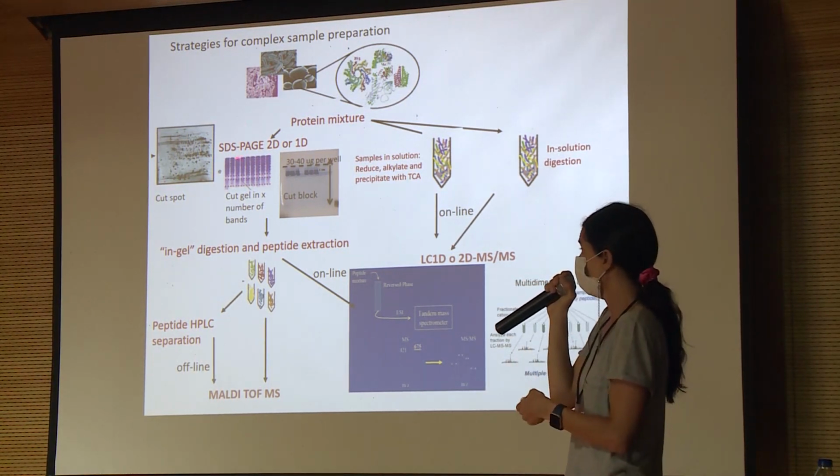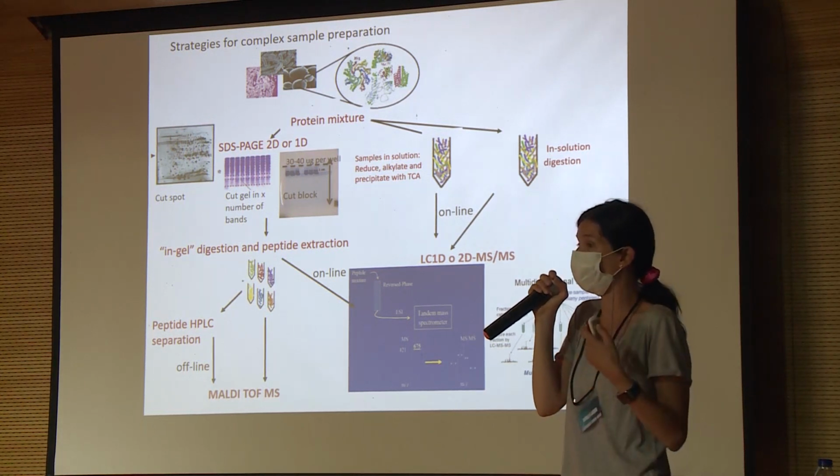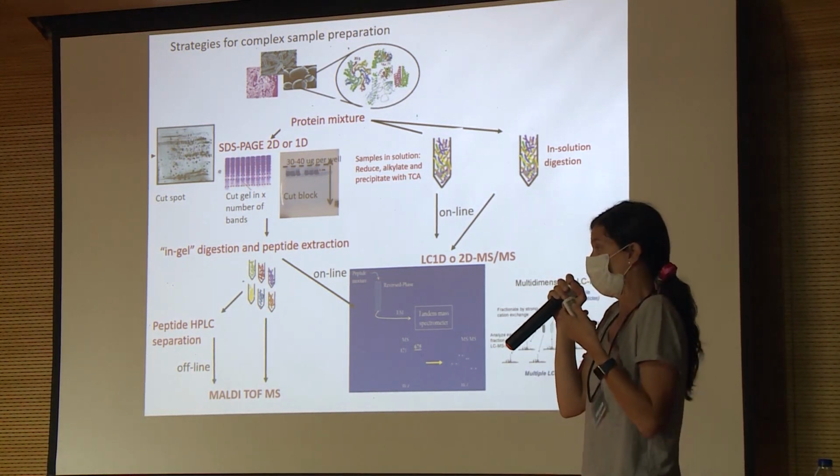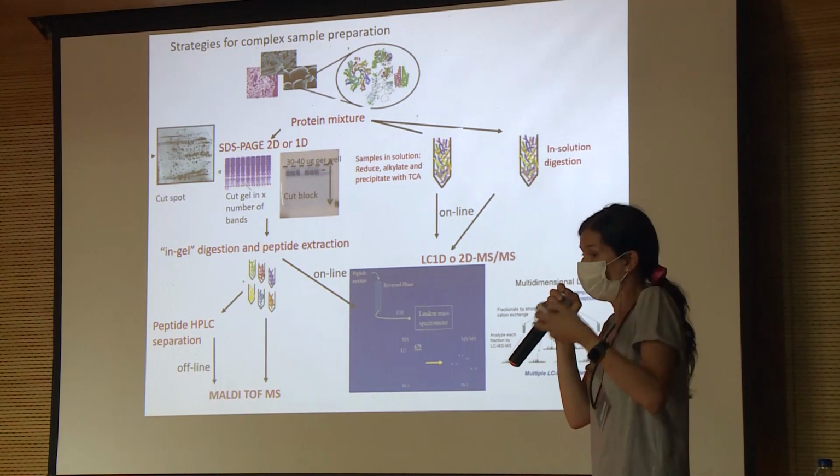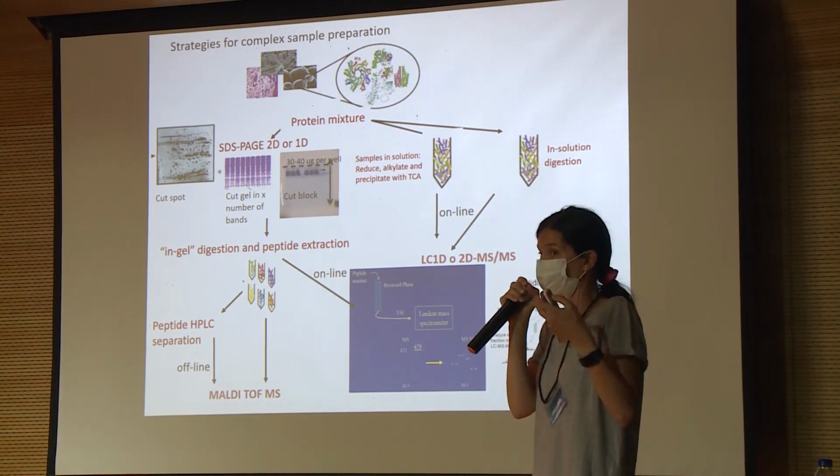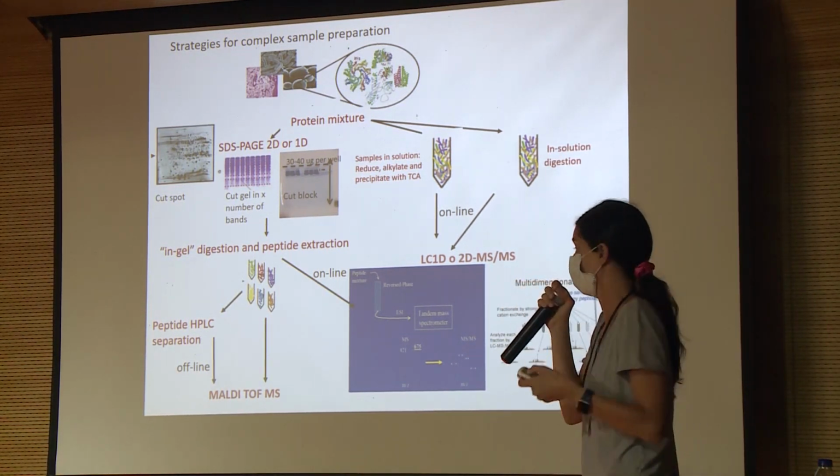So we usually do these two-dimensional gels if it's an experiment where we know what we're looking for and we decide to cut some spots that we're interested in.